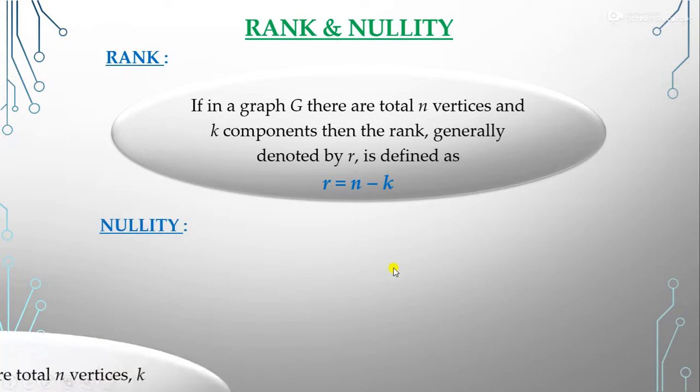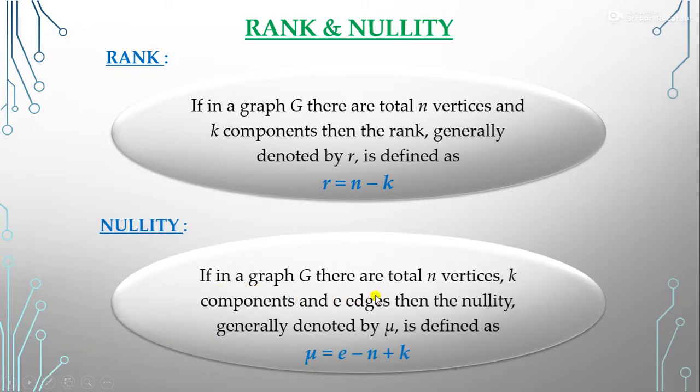Now nullity, what is the nullity? If in a graph G there are total n vertices, k components and e edges, then the nullity is denoted by mu and is defined as e minus n plus k. E is the edges of the graph, n is the vertices and k is the components. So this is all for the disconnected graph.